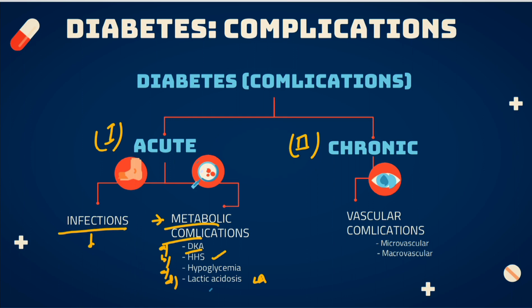When we see the chronic complications of diabetes, it includes various kinds of vascular complications, and again these vascular complications can be divided into two categories: microvascular complications and macrovascular complications. About these two types of vascular complications we will study in detail in subsequent videos.